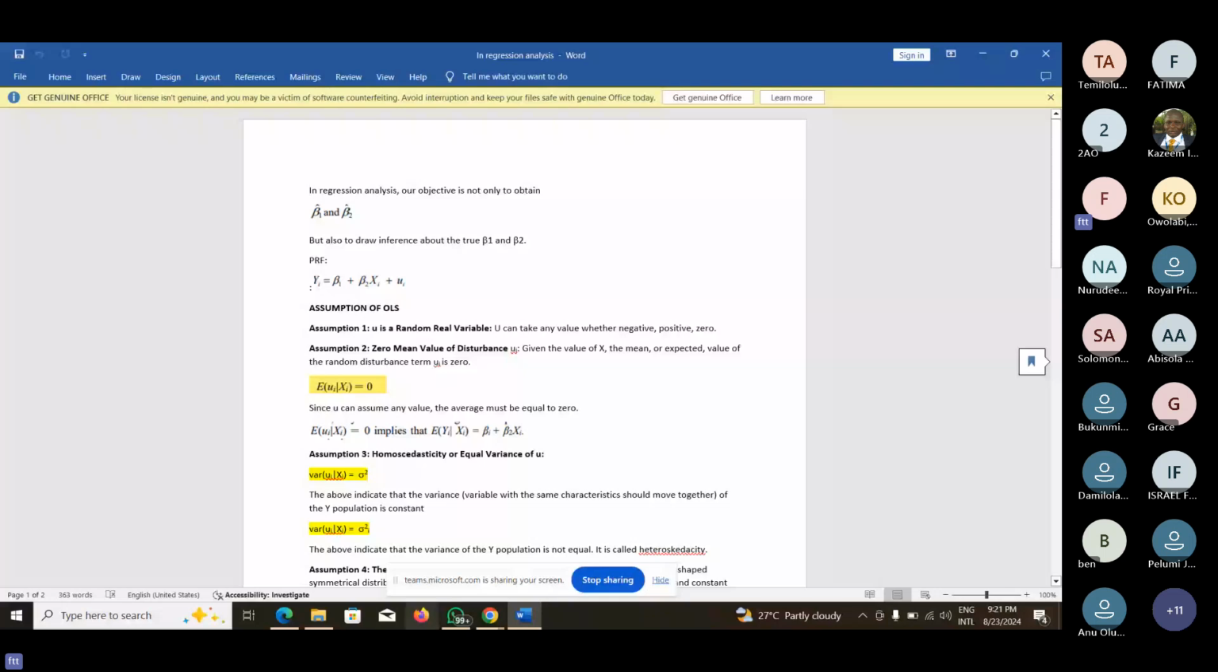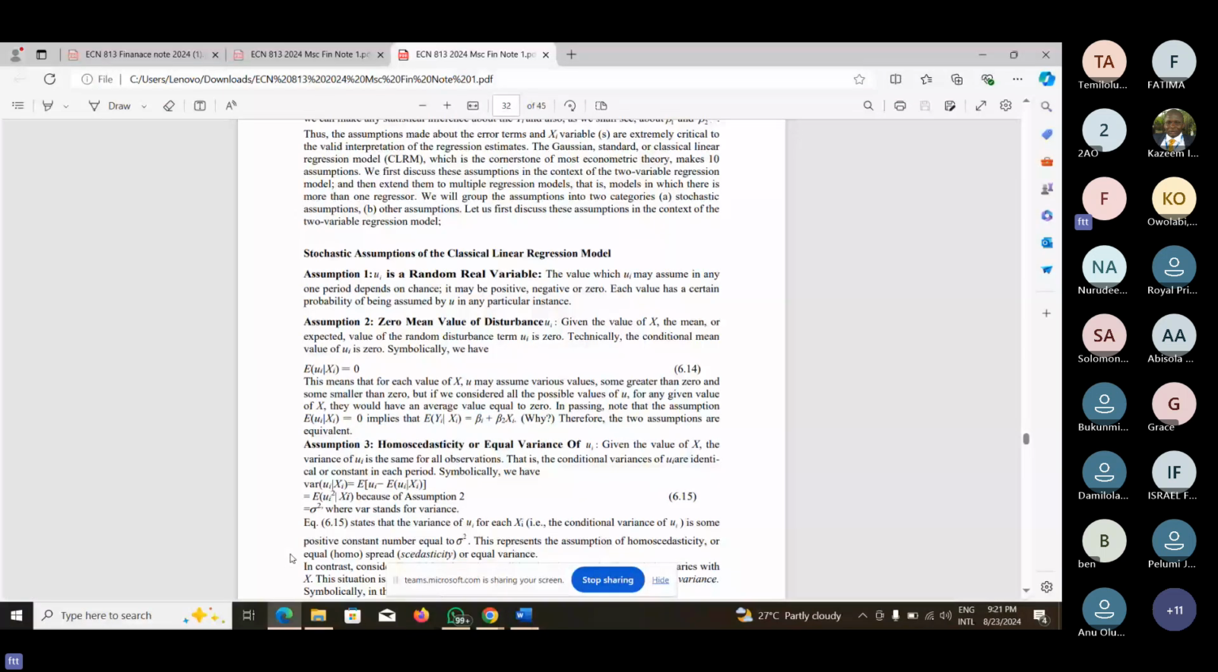So let me go back to the material. This means that for each value of x, u may assume various values, some greater than 0 and some smaller than 0. But if we consider all possible values for this given value, they will have an average value equal to 0. We know that our error term can assume any value, the way assumption 1 stated it. But the average of all these values must give us 0. So it's just like assumption 1; we are still going to make use of assumption 1 in assumption 2, in a higher form.